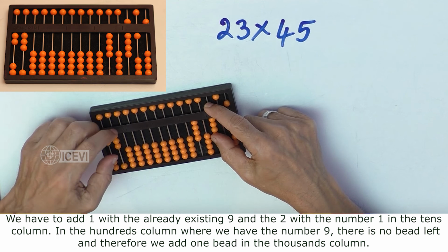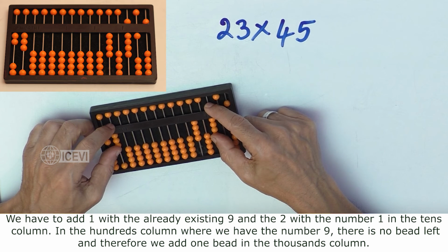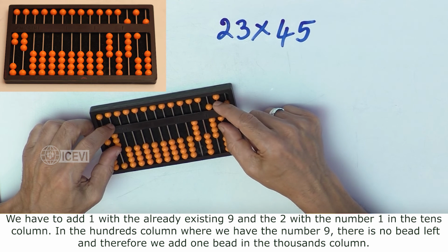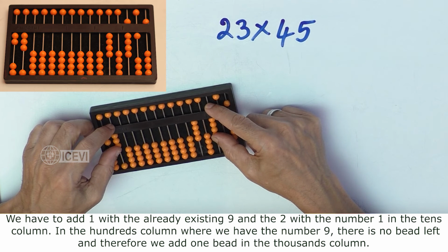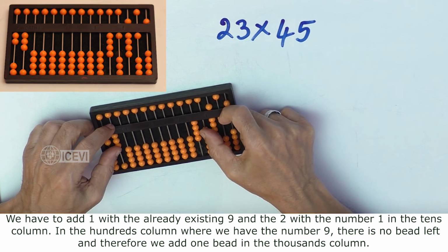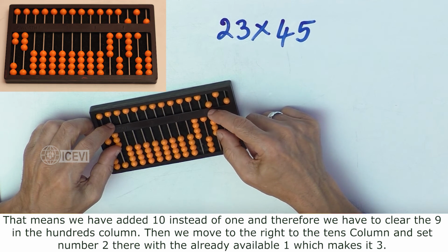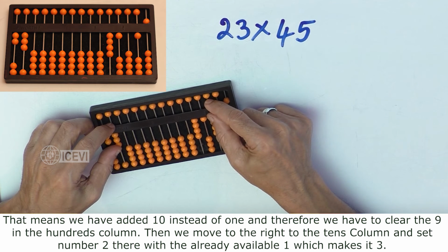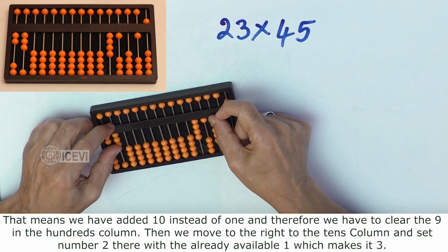We have to add 1 with the already existing 9 and 2 with the number 1 in the tens column. In the hundreds column where we have the number 9, there is no bead left and therefore we have to add 1 bead in the thousands column. That means we have added 10 instead of 1 and therefore the 9 in the hundreds column should be cleared.